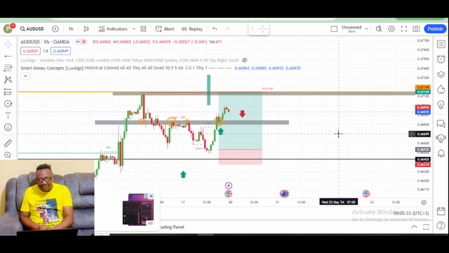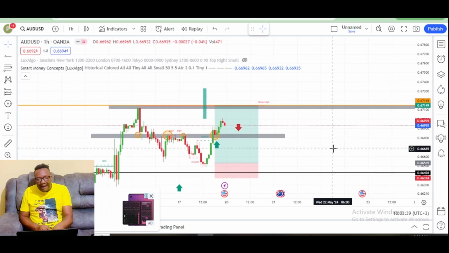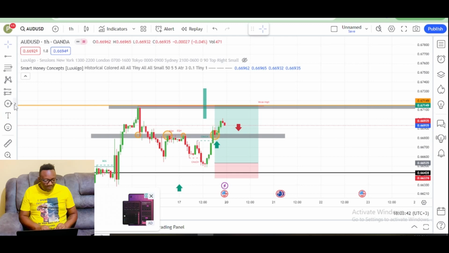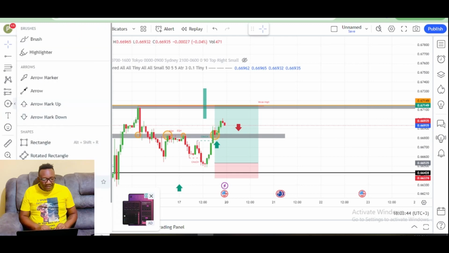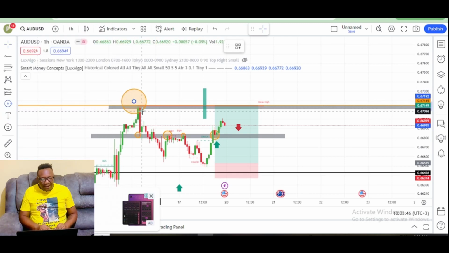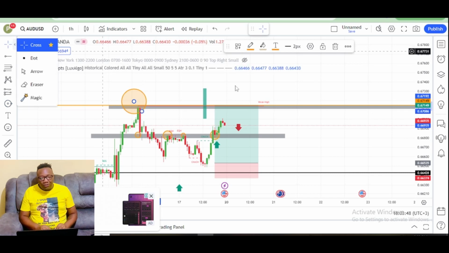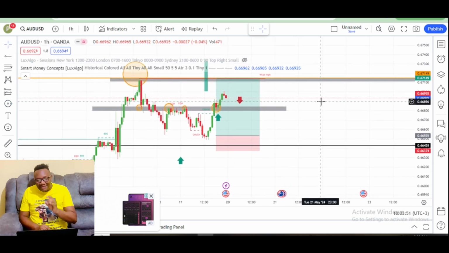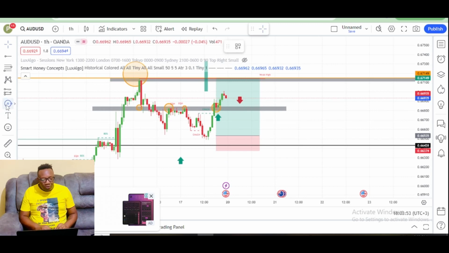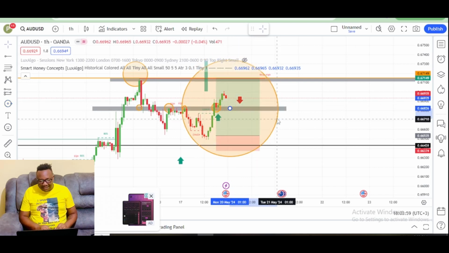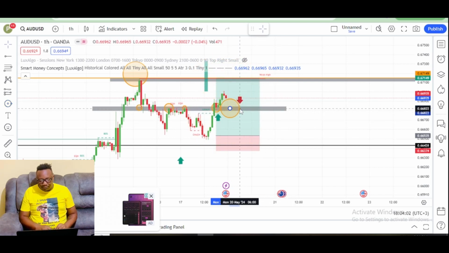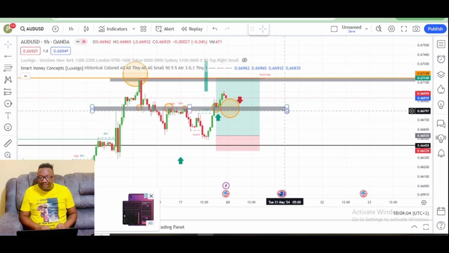You wait to see the market break here, retest, and now it's buying. Now you want to see this market stay above this level here. You see this level here? The market should stay above that level to continue with the bullish. And right now the market should also stay above this level here.